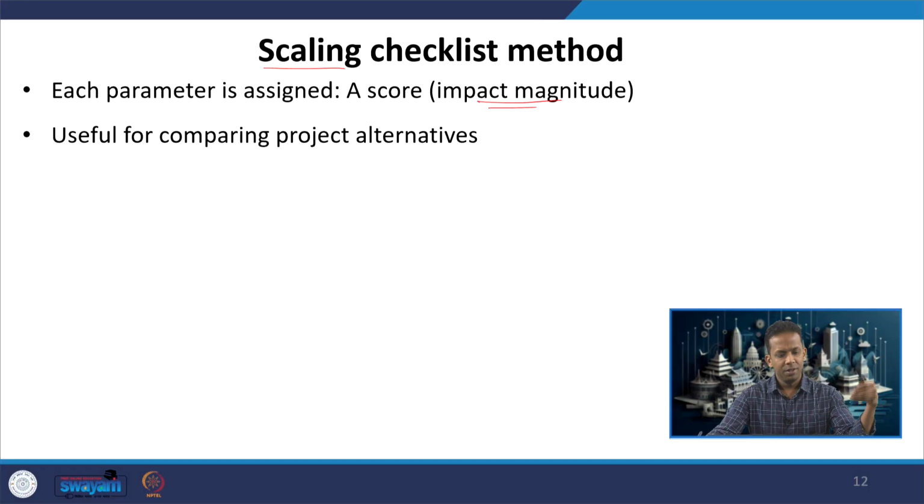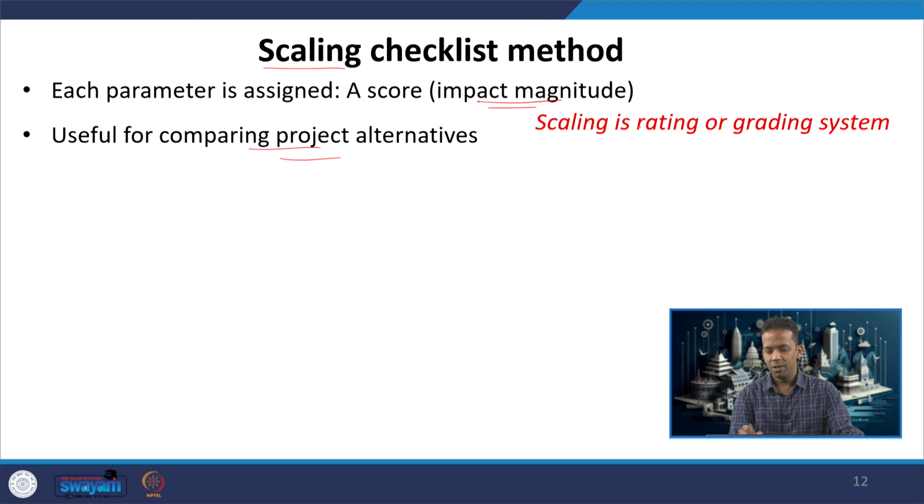This type of method, both scaling and scaling weighing, is useful when we have to compare different project alternatives. Suppose we have to make one construction and there are two ways that construction can be done. To compare those two options, we use this kind of scaling or scaling weighting based checklist method.